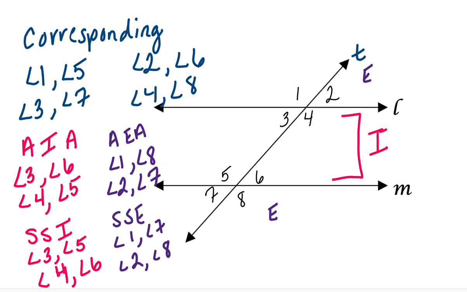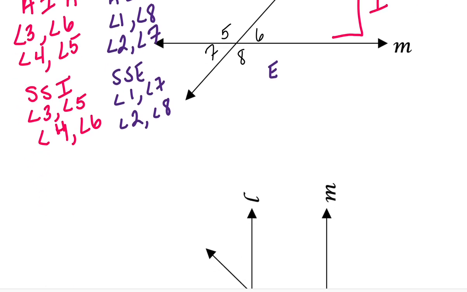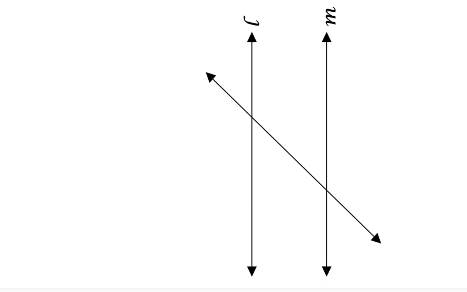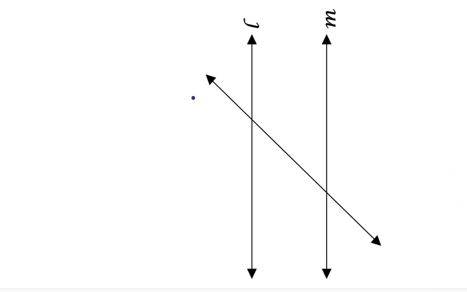Now we also have to watch out for in case we have to look at this in a different orientation. So if I just rotated my diagram, I would then have to think of the interior in between these 2 lines. This would be my interior angles, and then my exterior on the outside.